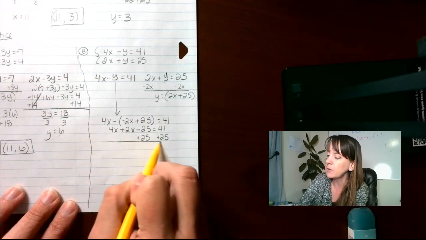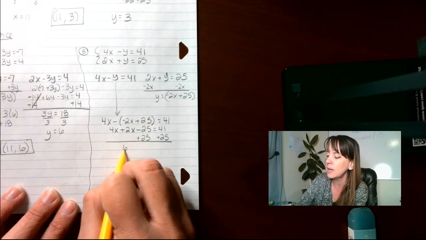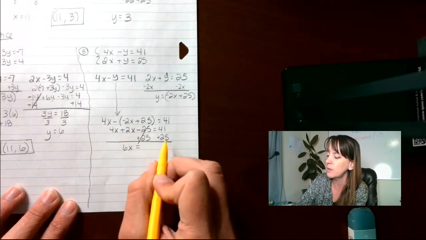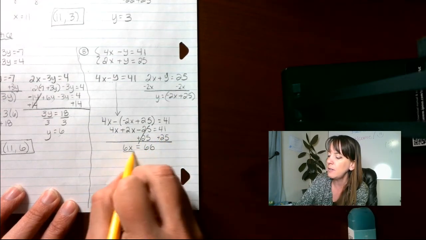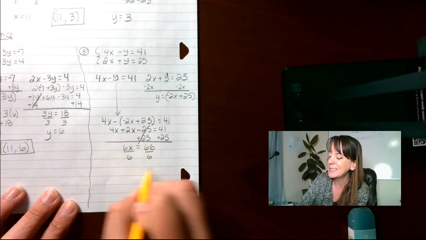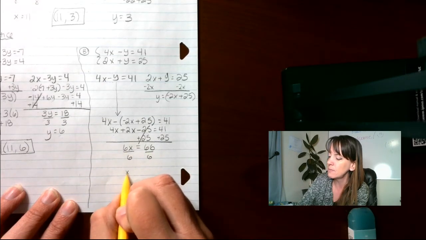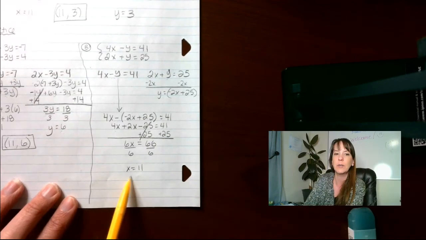And at the same time that we do that, we get 4 plus 2 is 6x. This cancels out, equals 41 plus 25 is 66. Divide both sides by 6. x equals 11, but we are not done. We have to go plug it in up here.